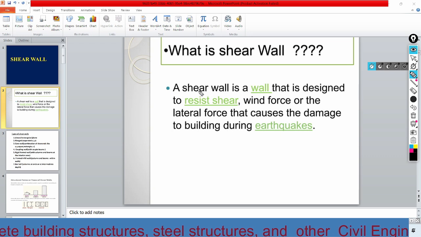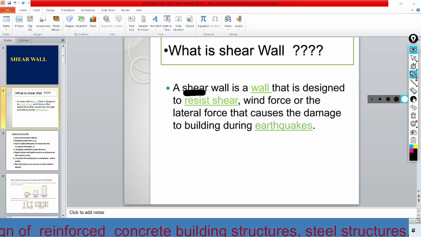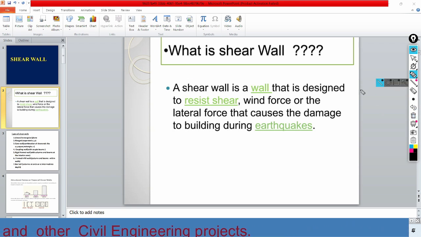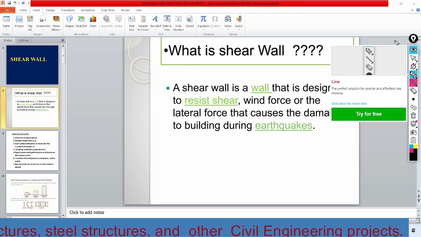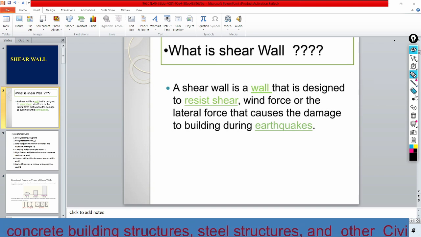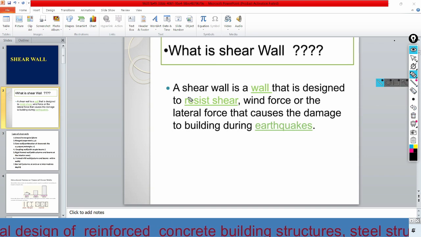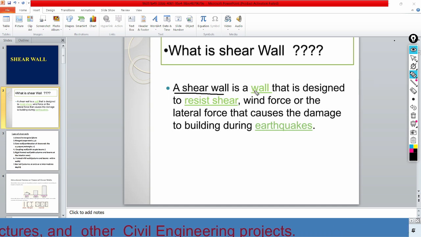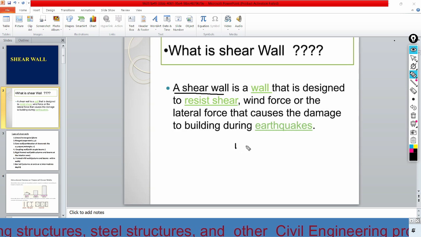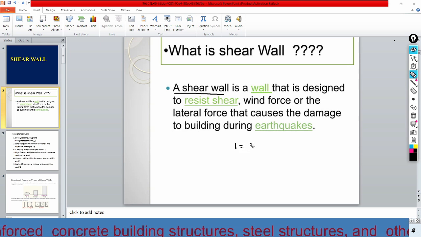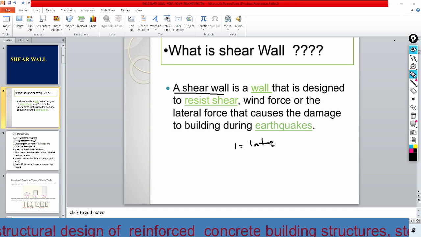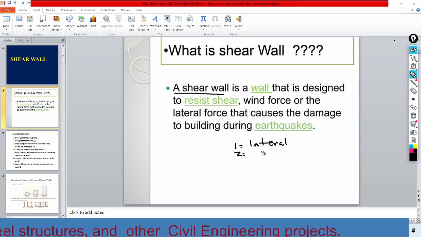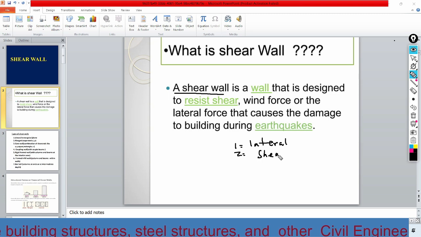So here the main purpose of a shear wall is just to resist two forces. The first one is the lateral force, and the second one is the shear force.